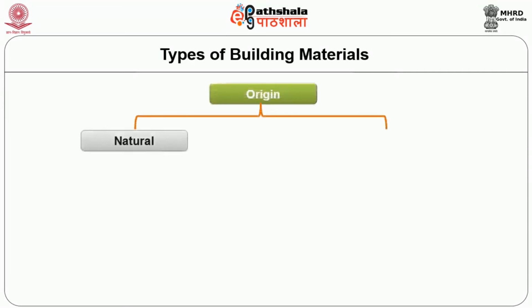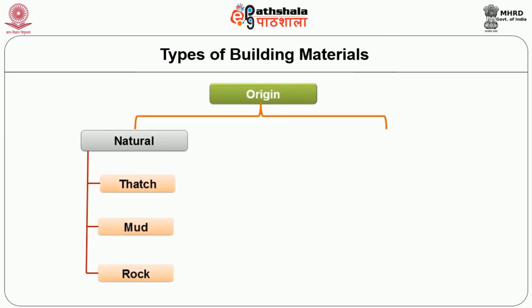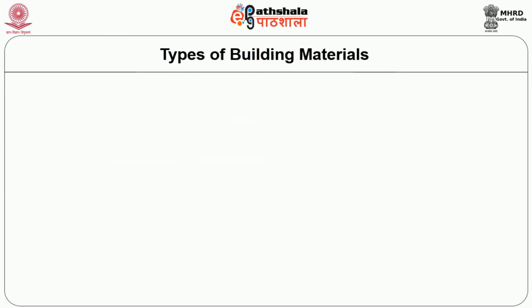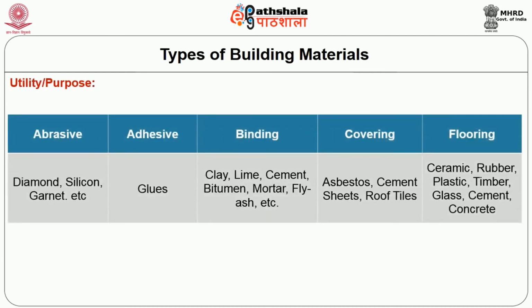Building materials are classified based on origin as natural, that is thatch, mud, rock, etc., and man-made, cement, lime, bricks, stones, etc. Based on utility, as abrasive, such as diamond, silicon, garnet, etc.; adhesives, such as glues; binding, such as clay, lime, cement, bitumen, mortar, fly ash, etc.; and for covering, such as asbestos, cement sheets, roof tiles.